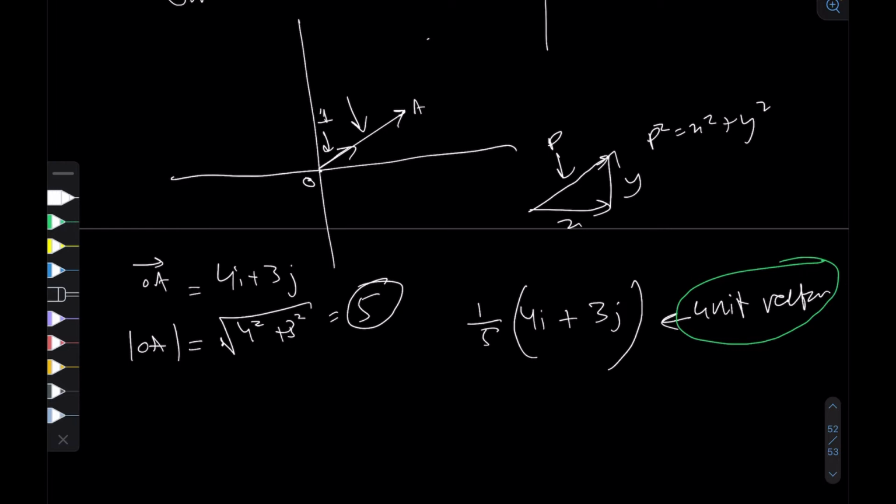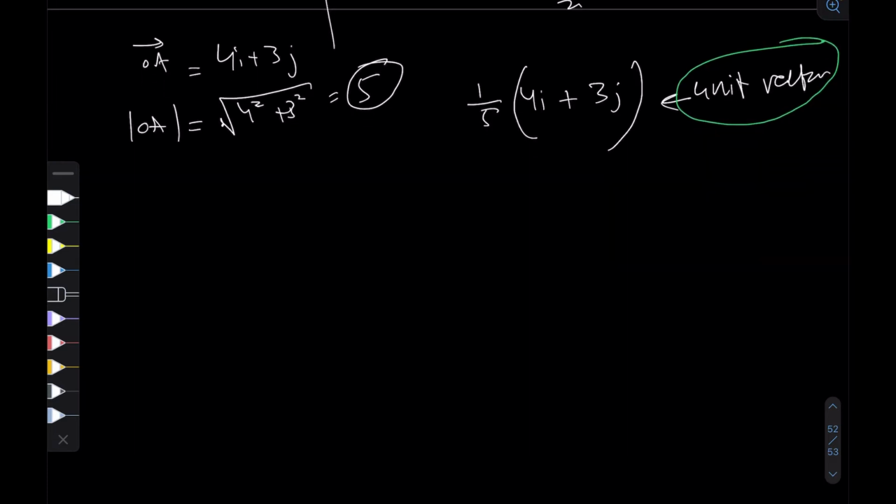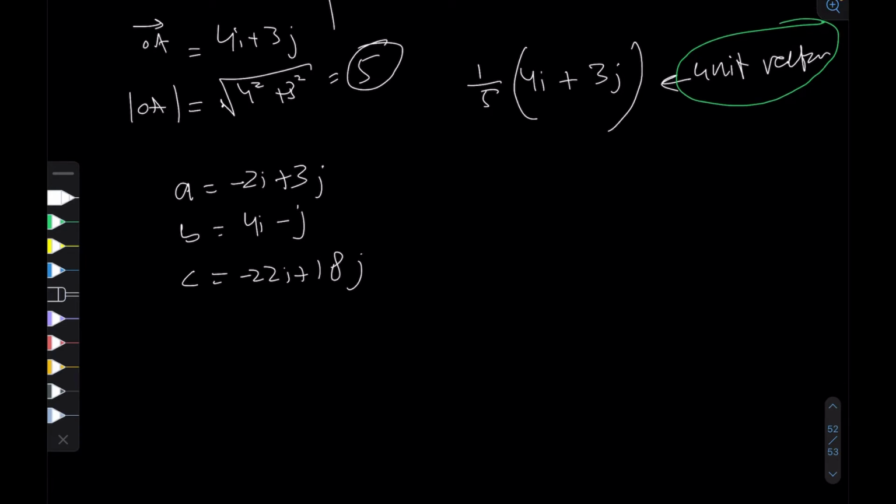So let's just do one worked example from the book, worked example number 3. It basically says that if you have one vector a, let's say it is minus 2i plus 3j, and then another vector b, it is 4i minus j, and then there's some other vector c which would be minus 22i plus 18j. And the question asks that there's some lambda times a plus some mu times b equals c, and we have to find lambda and mu.